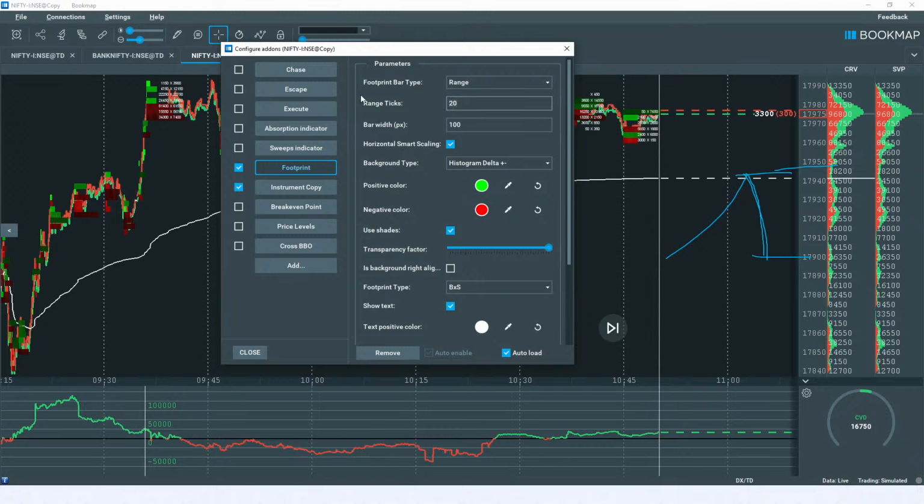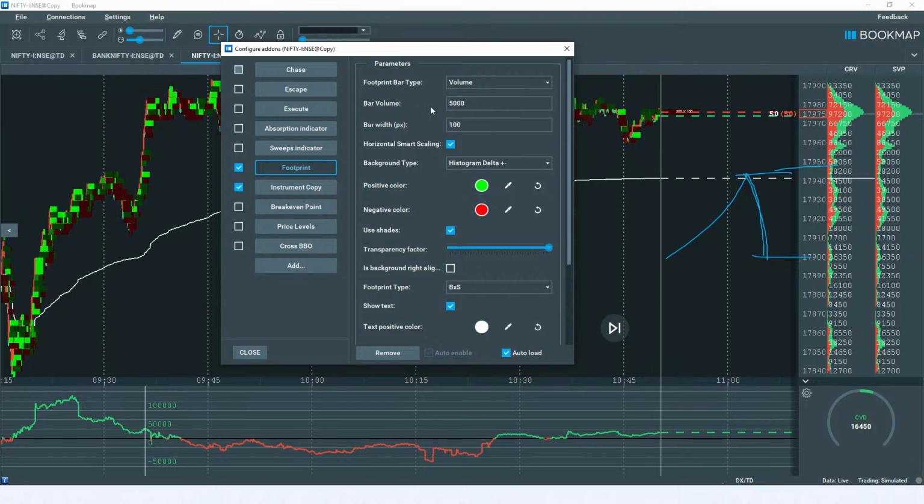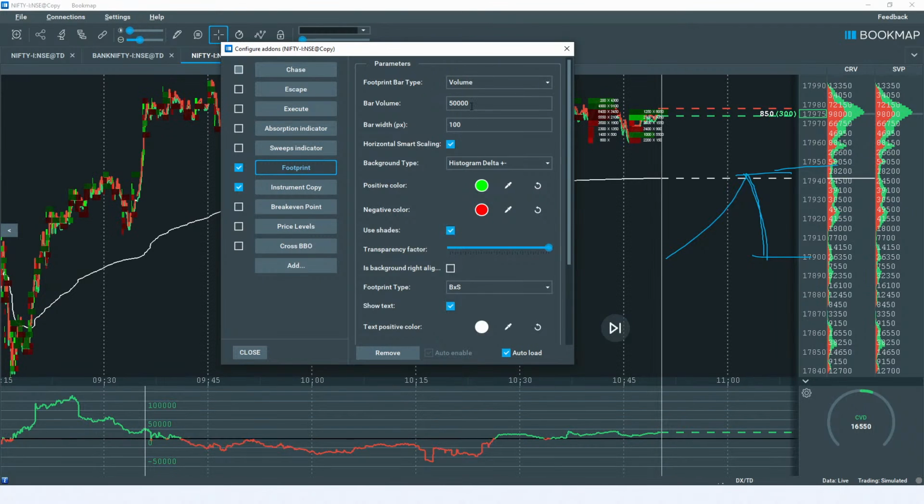Range 20 points means for every 20 points. It's a straightforward thing. So for every 20 points, considering your tick size is 1, for every 20 points movement in the Nifty, we will get a new candle or new footprint chart. If you select it as volume based on the number of volumes, for example, 50,000, when there is a 50,000 orders completion for a specific bar, then the new bar will be formed.